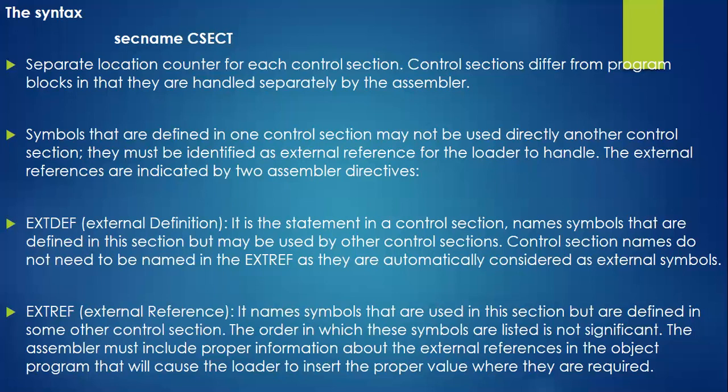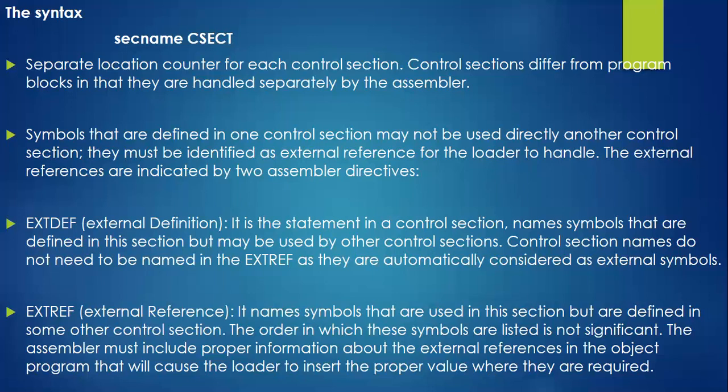See here, the symbols or the names that you are defining in a particular control section may be utilized by another control section, and then we call it an external definition. Remember, whatever operands you declare under this external definition directive are defined in that particular control section, but they may be utilized by another control section also. Control section names do not need to be named in the external reference as they are automatically considered external symbols. So here, there is no need to mention which particular control section is calling for this operand. The name of that is not necessary.